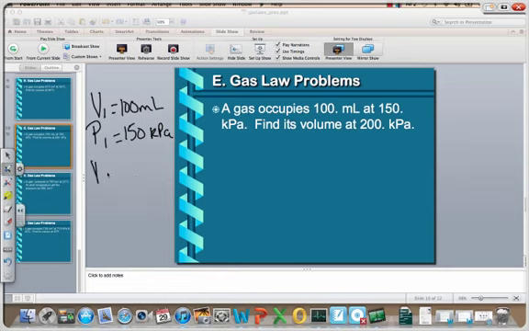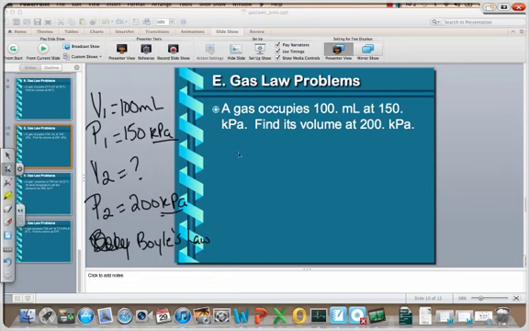Find its volume. So we are looking for a volume, the second volume, at 200 kilopascals. So P2 is going to be equal to 200 kilopascals. We have the same unit here, and we don't have to worry about temperature, so we don't have to do any conversions here. We're looking for volume and dealing with pressure. So volume and pressure, that is Boyle's law.